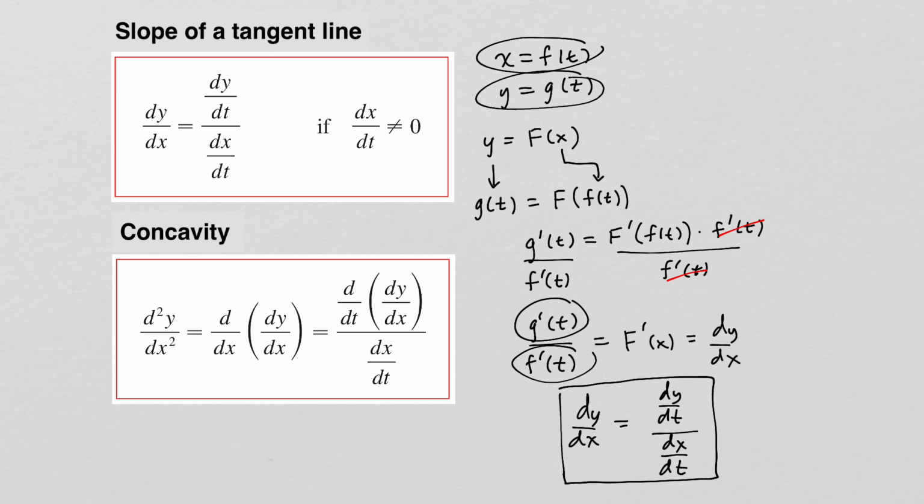Now again, this is only valid if dx dt is not equal to 0 because we're not allowed to divide by 0.